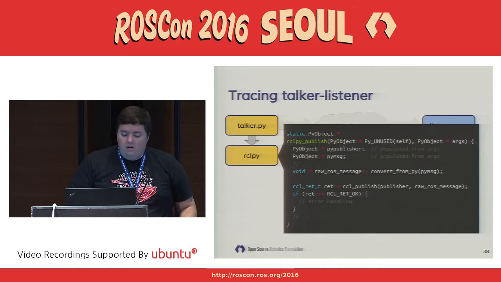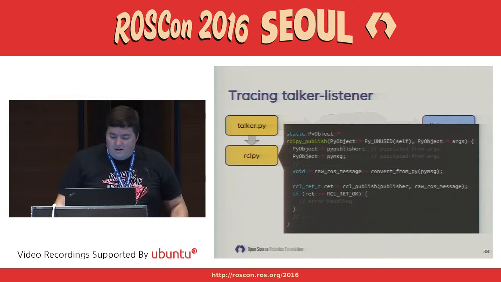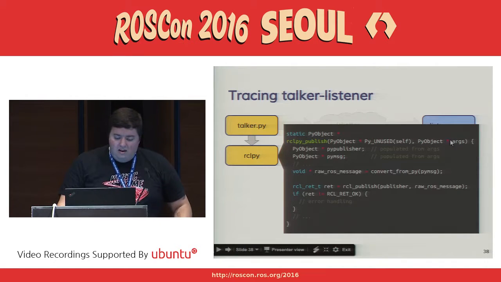At this point, it goes into the implementation of RCL-Pi, which is actually written in C, a lot of it is. This is what's called in Python a Python extension, and a lot of programming languages have this concept of extending the language using C, sometimes other languages like C++, but most commonly C. There's a lot of stuff here.